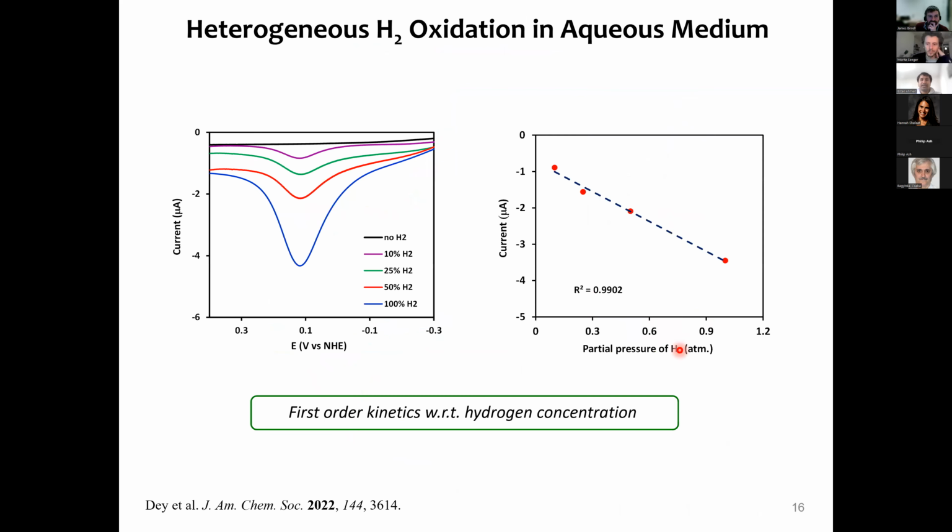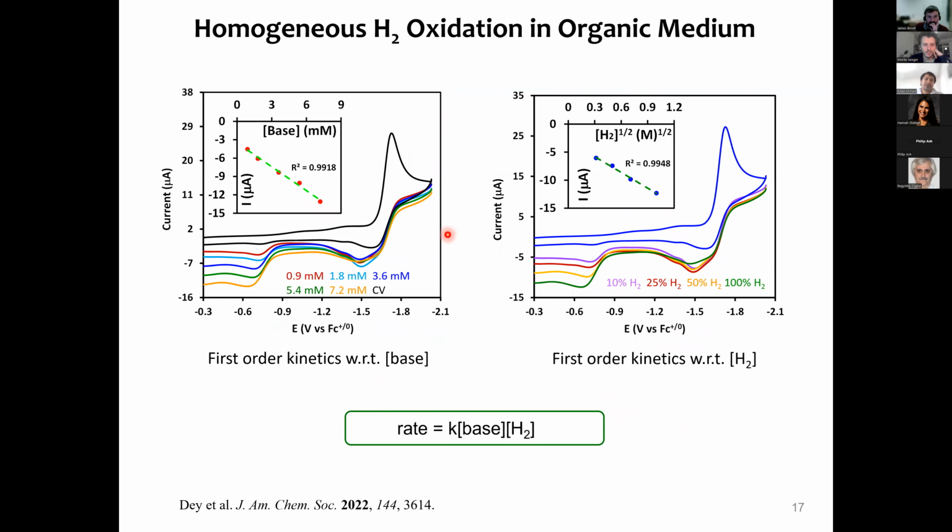So to further confirm that, we performed linear sweep voltammetry in presence of different hydrogen concentration, and we observed that the catalytic peak current increases linearly with the partial pressure of hydrogen, which indicates first order kinetics with respect to hydrogen concentration. Then we performed hydrogen oxidation in organic medium, and we observed that the catalytic current increases linearly with the increasing base concentration, as well as with the square root of partial pressure of hydrogen, which indicates that the hydrogen oxidation in organic medium is first order with respect to base concentration as well as hydrogen concentration.